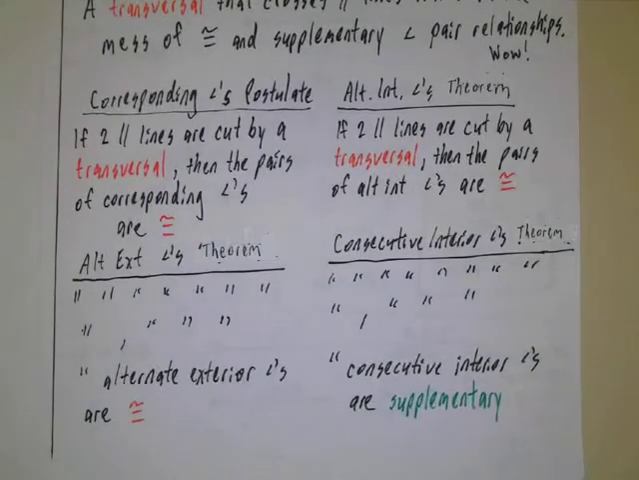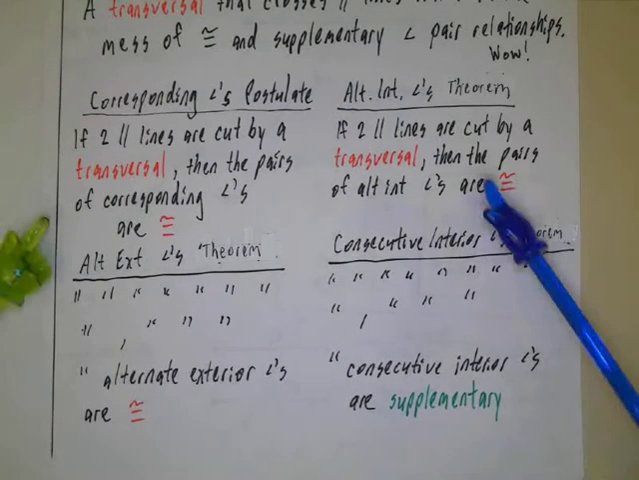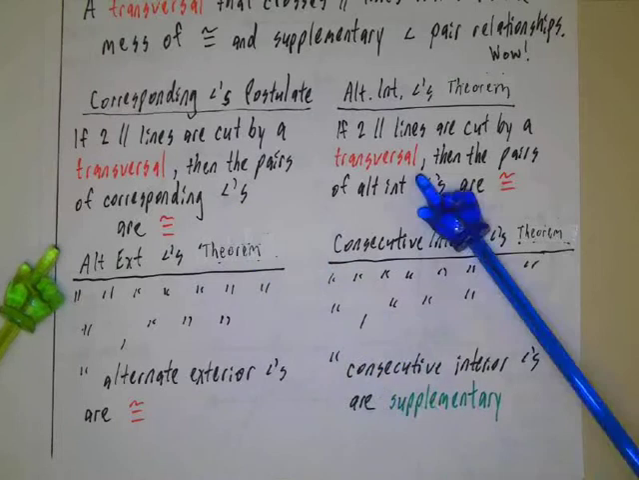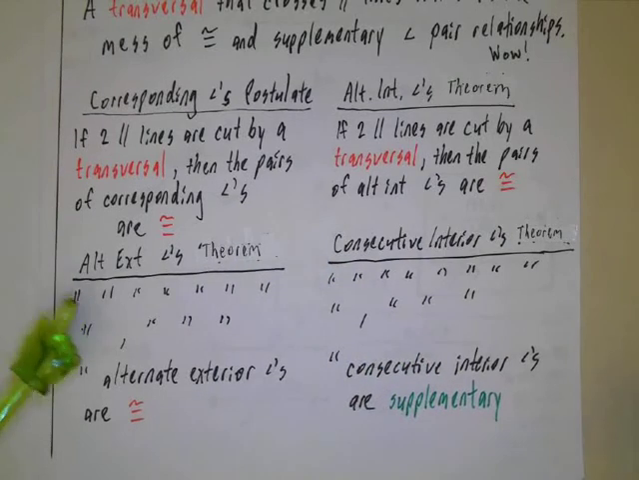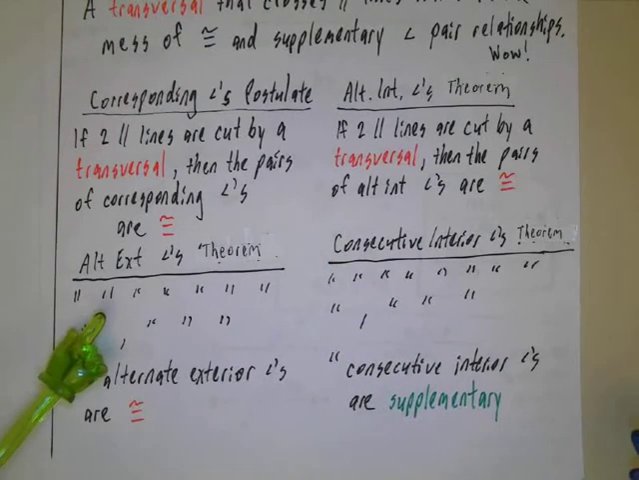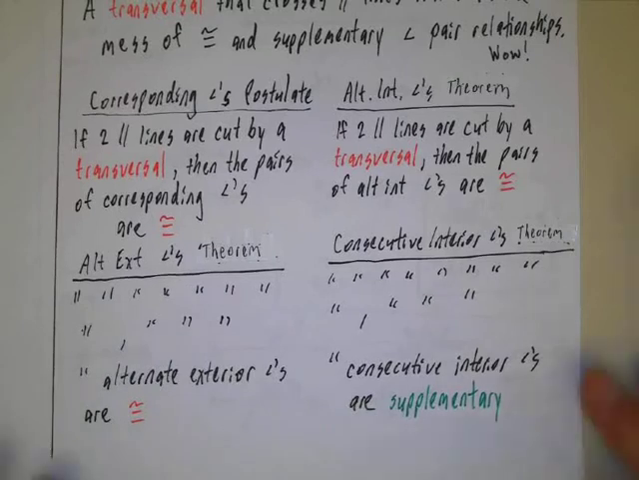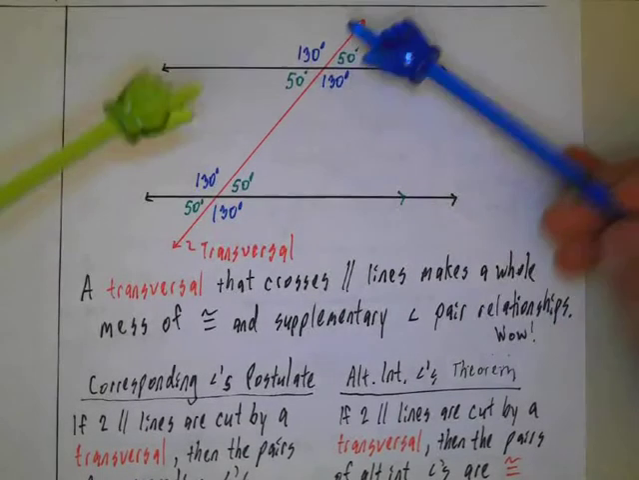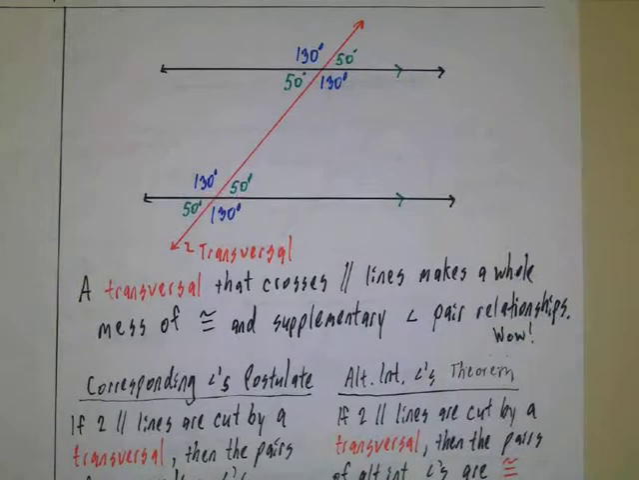Alright, we analyzed the diagram, measured, and came up with these other theorems. They're all basically the same. Corresponding, alternate interior, and alternate exterior angle pairs are congruent when you have parallel lines with a transversal. The only one that's different is the consecutive interiors. Those are supplementary.